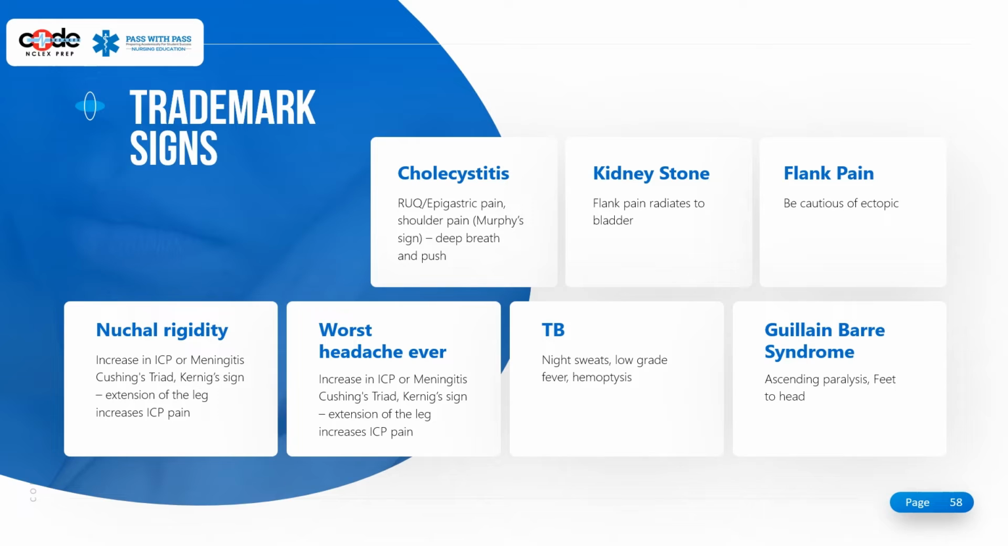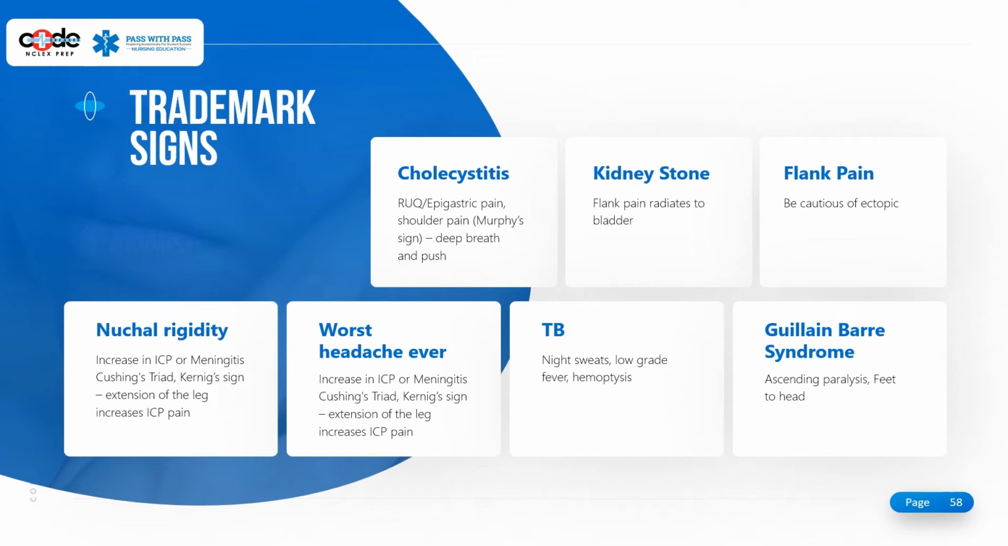If on these priority questions they talk about your patient saying that they've got the worst headache ever, that is a sign that they have an increase in ICP, intracranial pressure, and you should immediately be looking for vital signs that are associated with Cushing's triad. It can be meningitis or it could be a sign of a head bleed.